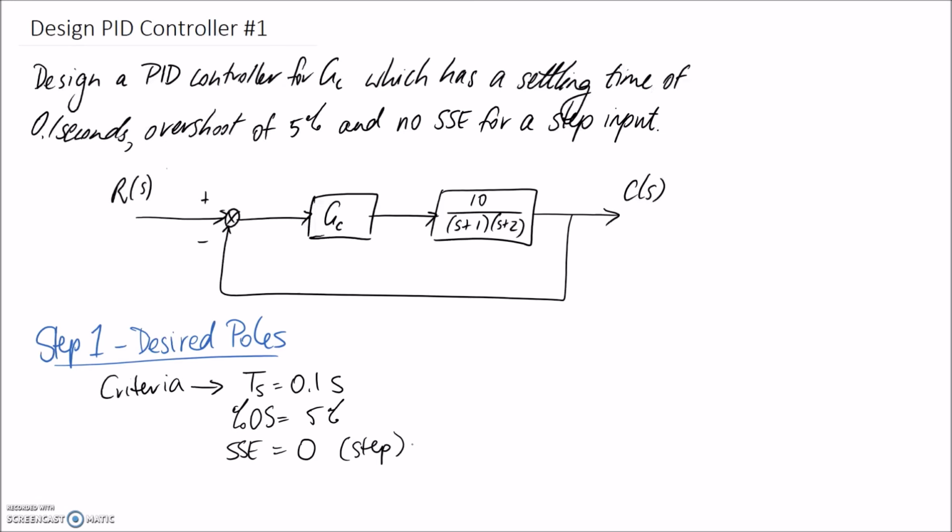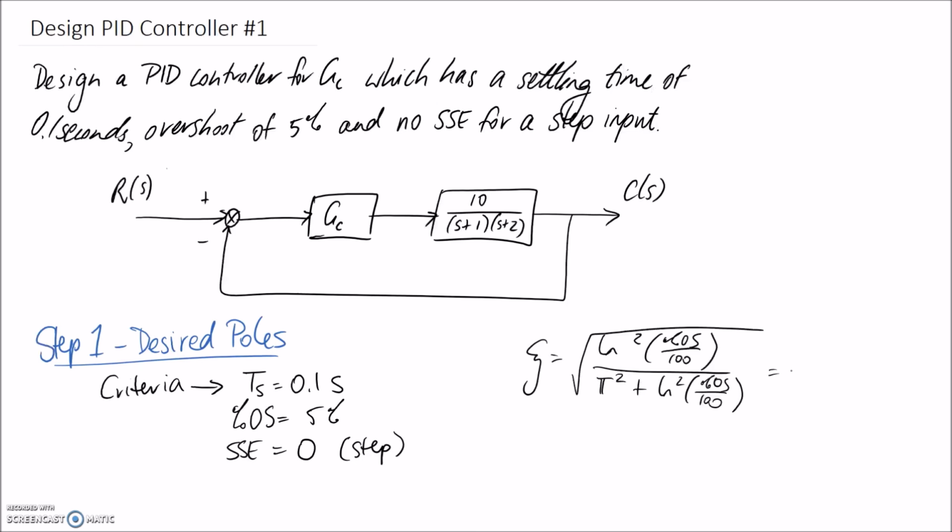So I'm going to start with dealing with the zeta, okay? And we know that we can calculate this when we have a percent overshoot with the following equation. So if we substitute in our 5%, so it's going to be 5 in here for the percent overshoot, what we find is that our damping ratio needs to be 0.69.